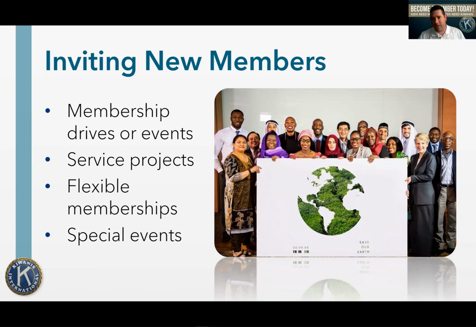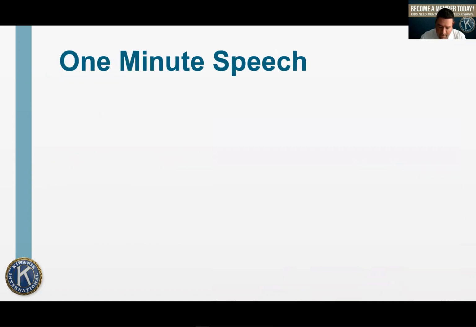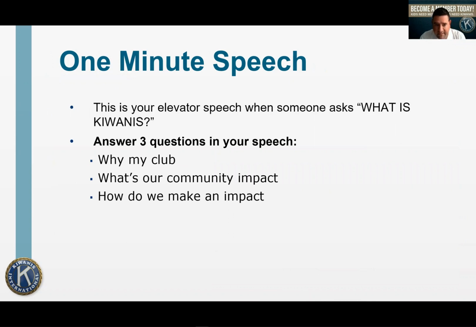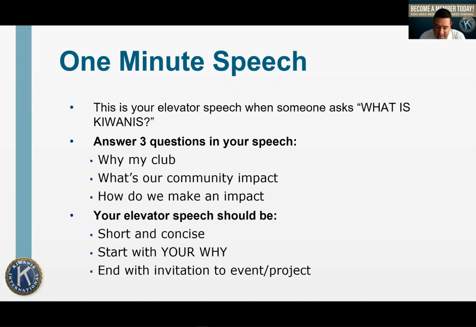But any time we're talking about Kiwanis, the one important thing we need to know is, what are we going to say? We often refer to that as our 1 minute speech. The idea with our 1 minute speech is, like we said, why your club? What is it that you do in the community? And then how do you make an impact? A lot of these questions can be answered in very different ways. They call this an elevator speech sometimes, or 1 minute speech. It's good that we practice being able to do this. It has to be short.